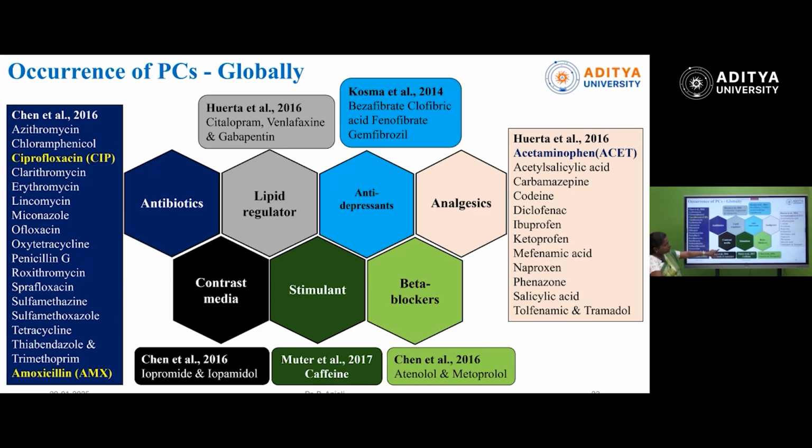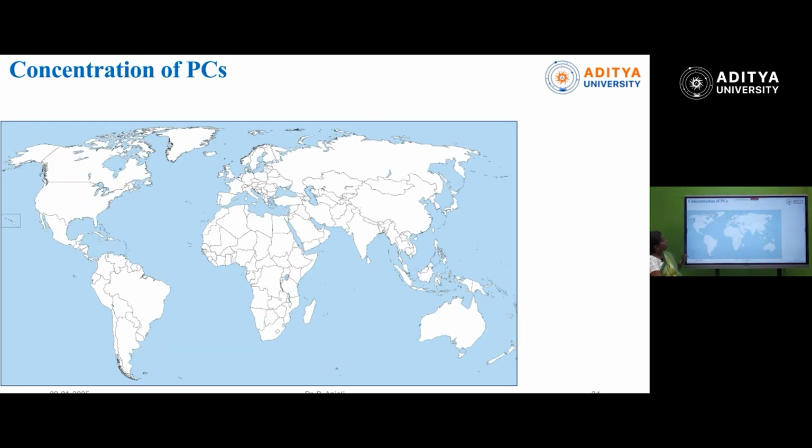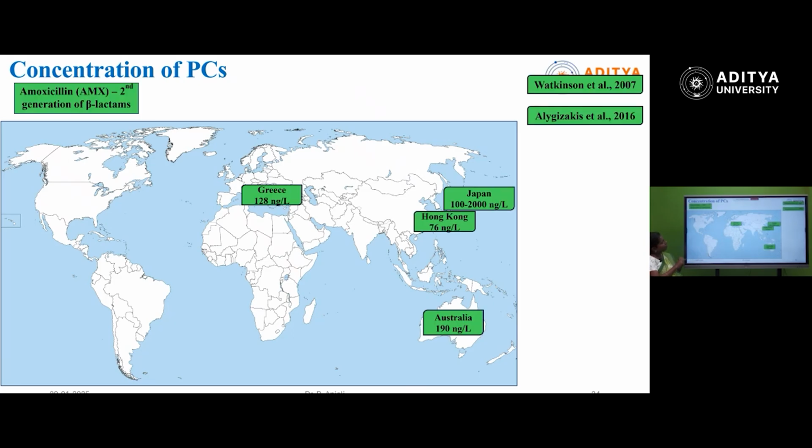Another thing, stimulants, beta blockers, and antidepressants, lipid regulators, so many are there. So globally, this is a group and these are the pollutants present. Next, so we have seen the occurrence, right? Occurrence means at least they have detected these pollutants present in the environment. So we'll see what the concentration is. We have to see the concentration also, right? So globally we can see.